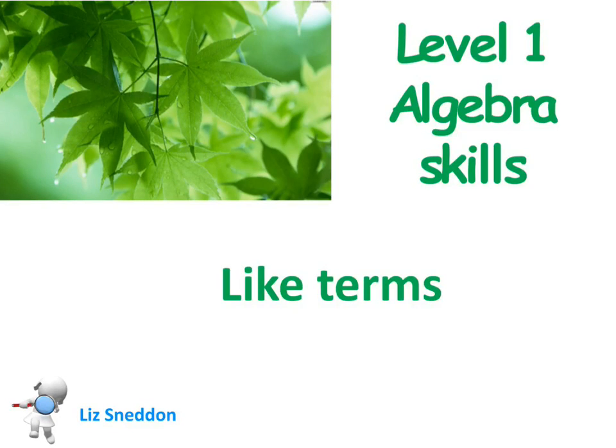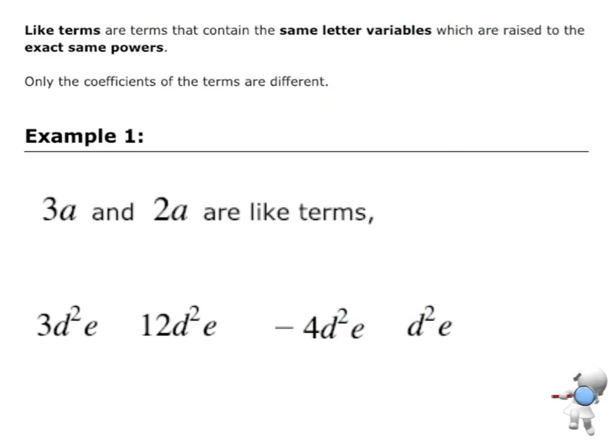Let's have a look at like terms. In order for something to be a like term, it has to have the same letter variables and the exact same powers. The coefficients of those are allowed to be different. If they have the same, that's fine. If they're different, that's fine. But all of the letters must be the same, and the powers matching those letters must be the same.